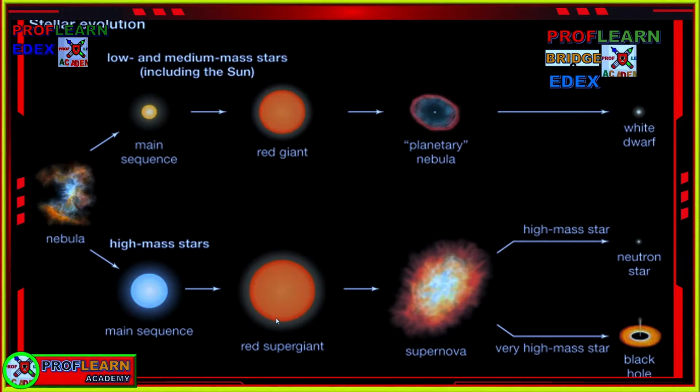From the red supergiant, it becomes a supernova, which is an exploding star, which explodes to form either a neutron star or a black hole. It will form a neutron star if it was just massive, but if it was very, very massive from the initial stage, it becomes a black hole.